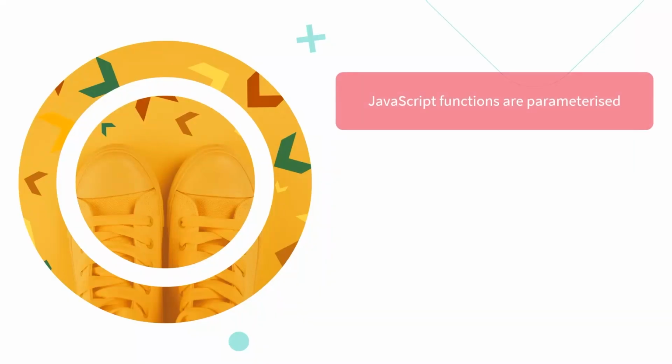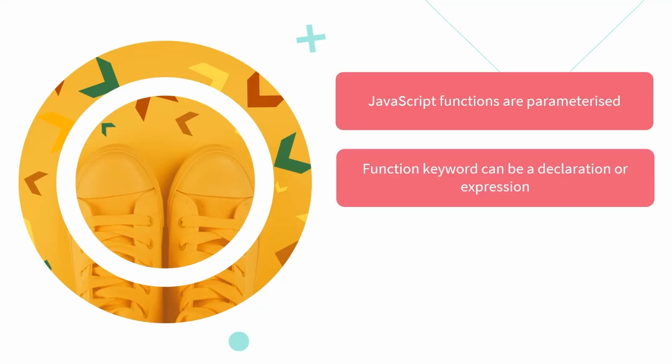JavaScript functions are parameterized. This means that a function definition may include a list of identifiers, known as parameters, that work as local variables for the body of the function. The most straightforward way to define a JavaScript function is with the function keyword, which can be used as a declaration or as an expression.